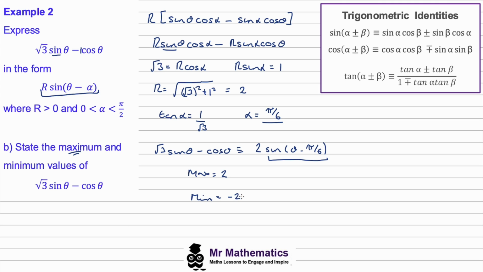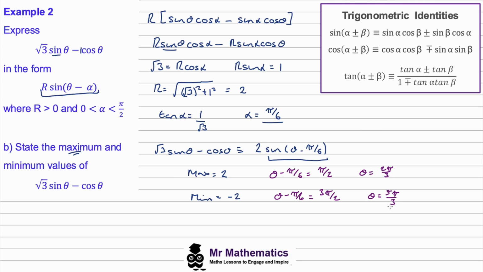And it's worth knowing for what value of theta would it be at its maximum. Well, its maximum is at pi over 2. So when theta minus pi over 6 equals pi over 2, you'll have a maximum. And this will be when theta equals 2 pi over 3. To find the minimum, well, this is when theta minus pi over 6 will equal 3 pi over 2. So now theta will be 5 pi over 3.